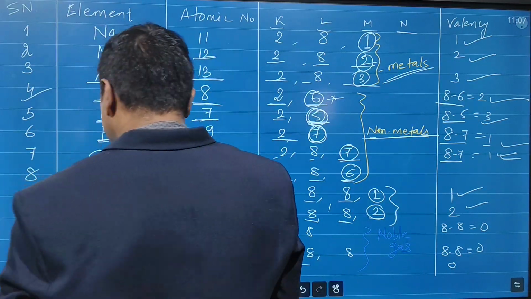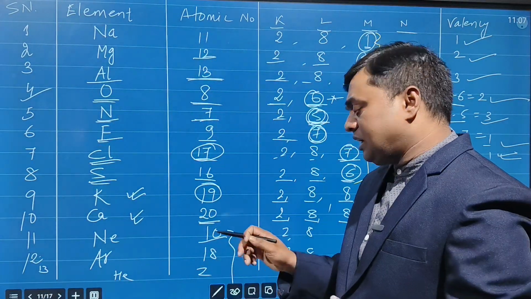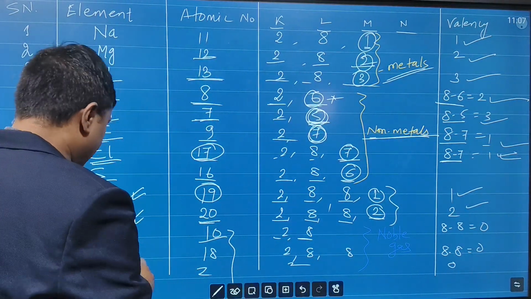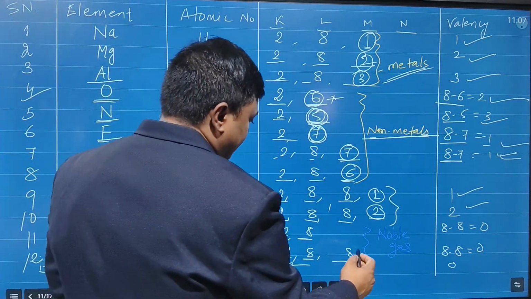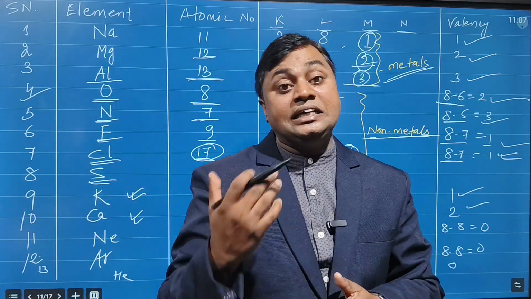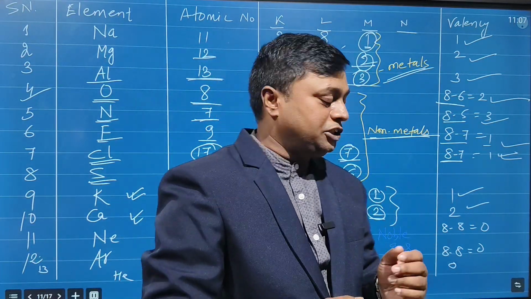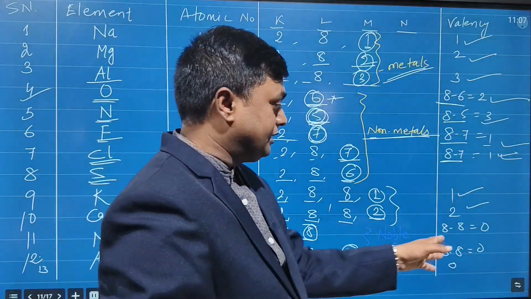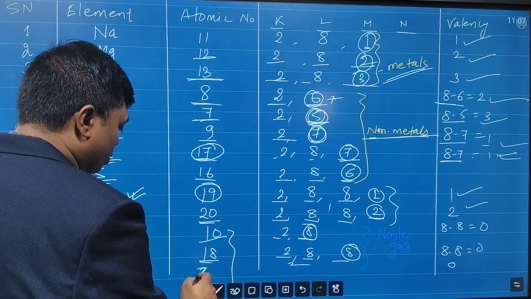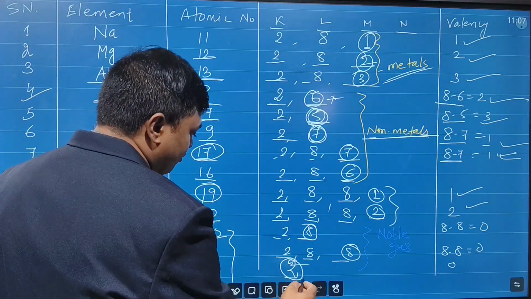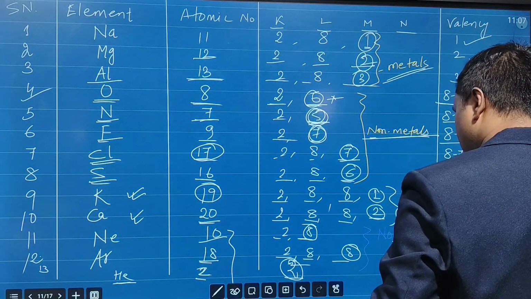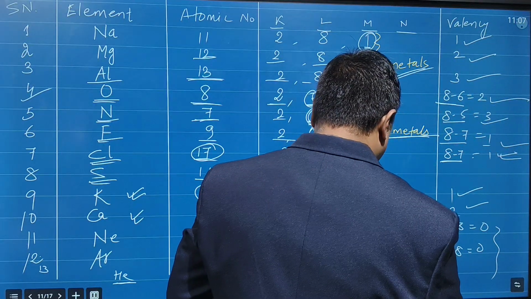Now we focus on neon and argon. Neon atomic number is what? 10. So electronic configuration 2, 8. Similarly argon 18 is there, so 2, 8, 8. If the valence electron is 8, generally it belongs to noble gas or inert gas. So it has a stable configuration. So the valency is 8 minus 8, that is equal to 0. Helium is the exception. Helium atomic number is 2, so it has 2 electrons in the valence shell only, first shell. So valency is 0 only. So these are also called noble gas or inert gas.